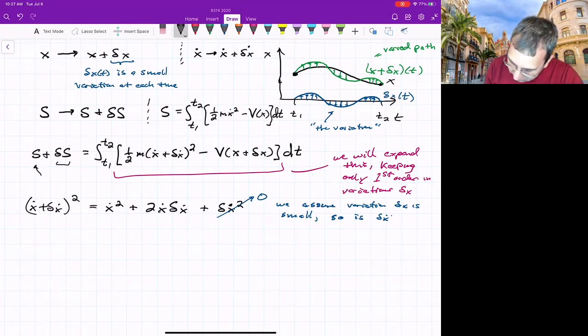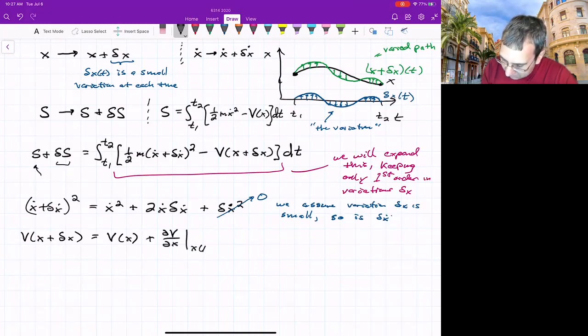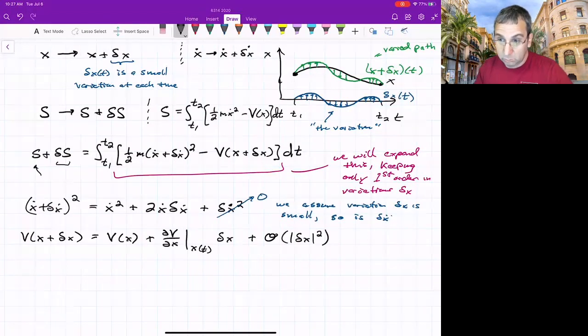What about potential of x plus delta x? Well, now we use Taylor series expansion. So this is going to be V at x plus partial V partial x evaluated along the true path times delta x. And the next higher order term in the Taylor series expansion is going to be something that's of order delta x squared. So we will ignore it, just like above.